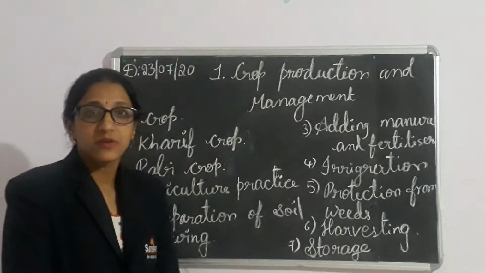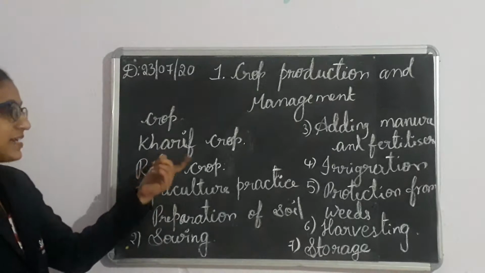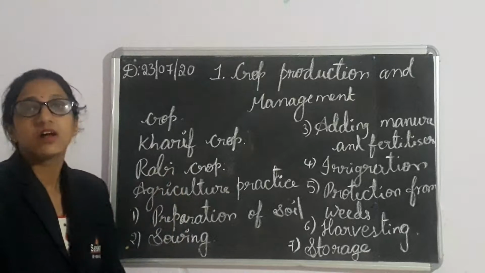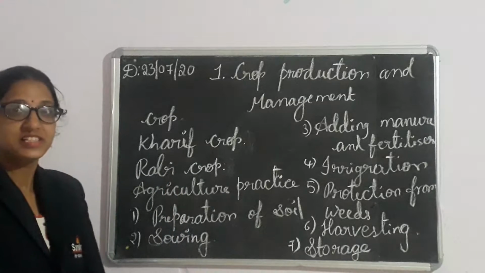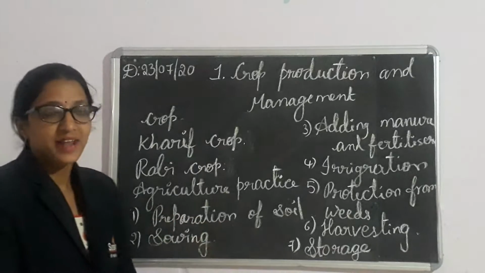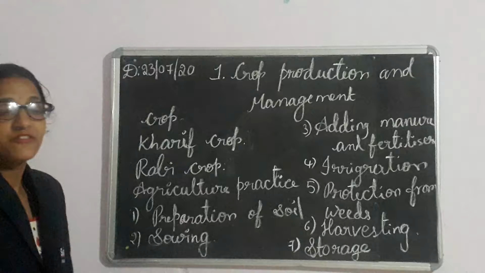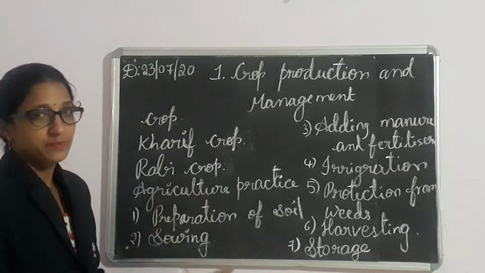What are the examples for this? Peas and groundnut. These plants are grown as kharif crops. And next, rabi crops: the crops which grow in the winter season are known as rabi crops. The examples are paddy and maize. And to start agriculture, everyone has to know the agricultural practices.